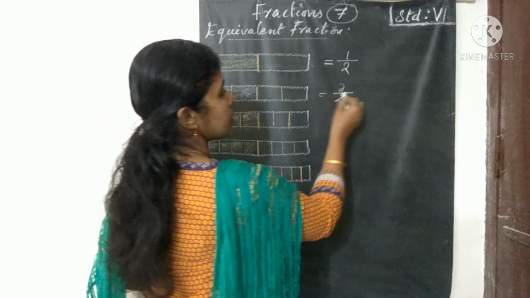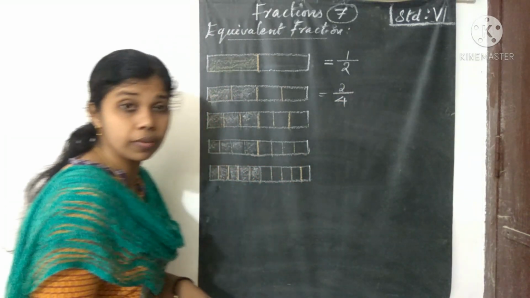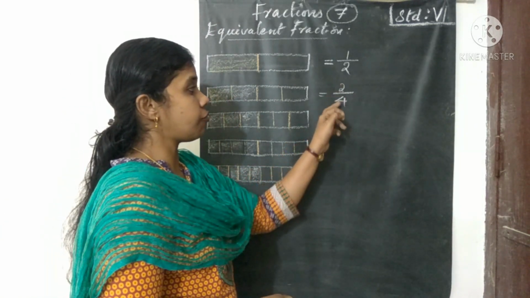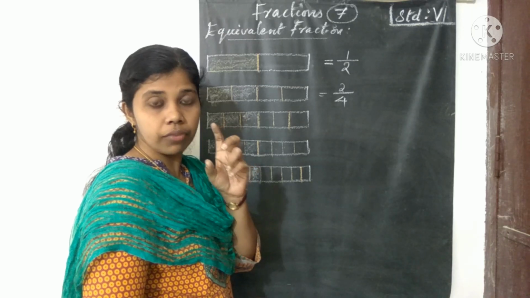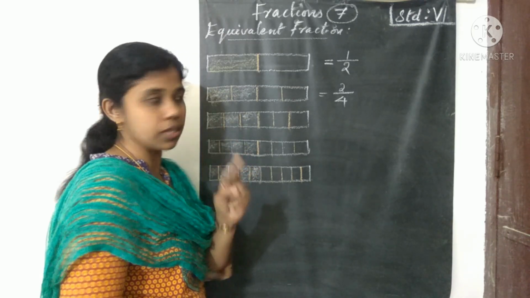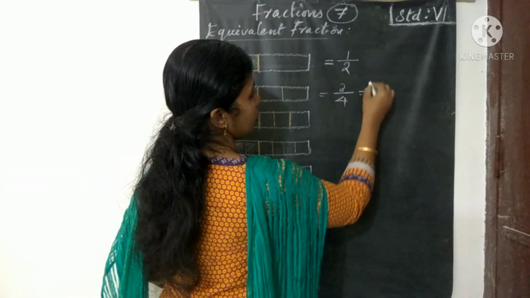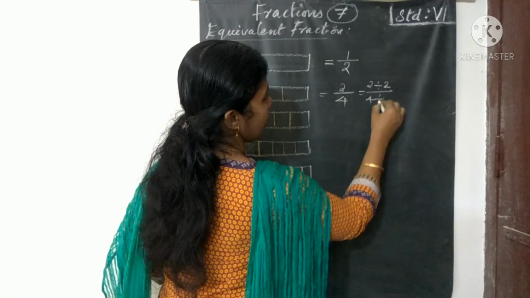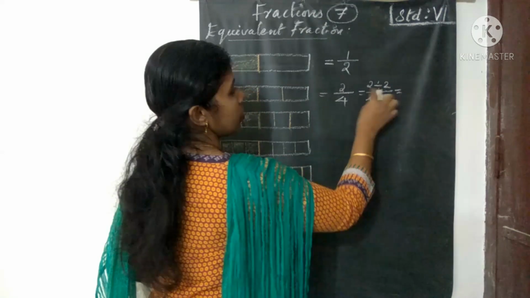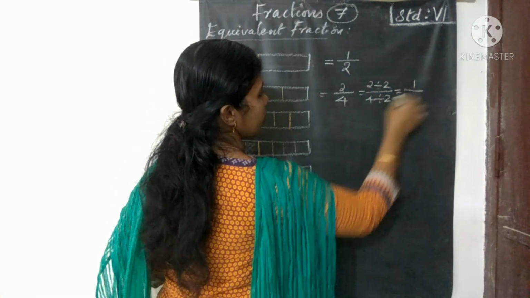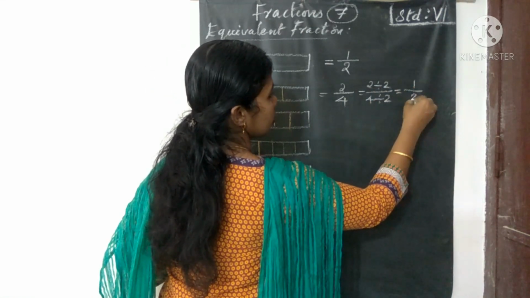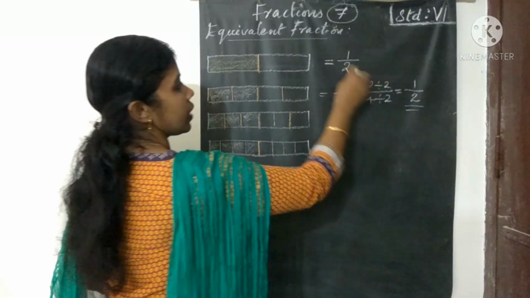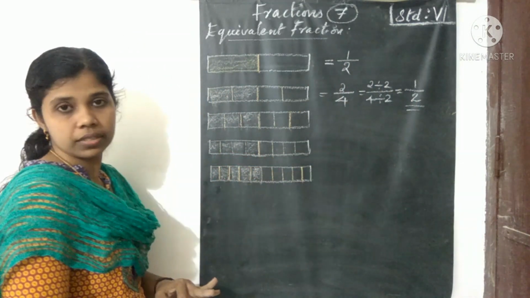And here, what is the simplified form of 2 by 4? 2 and 4 have a common factor 2. So the numerator and denominator can be divided by 2. 2 divided by 2 is equal to 1. 4 divided by 2 is equal to 2. So we get our first fraction.